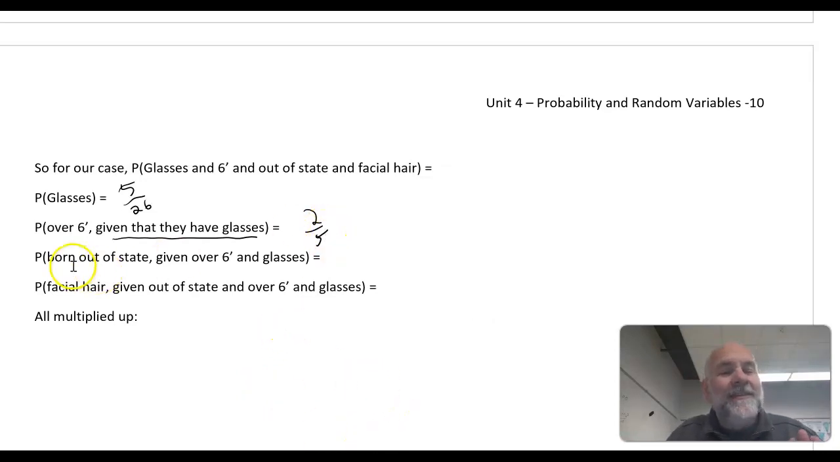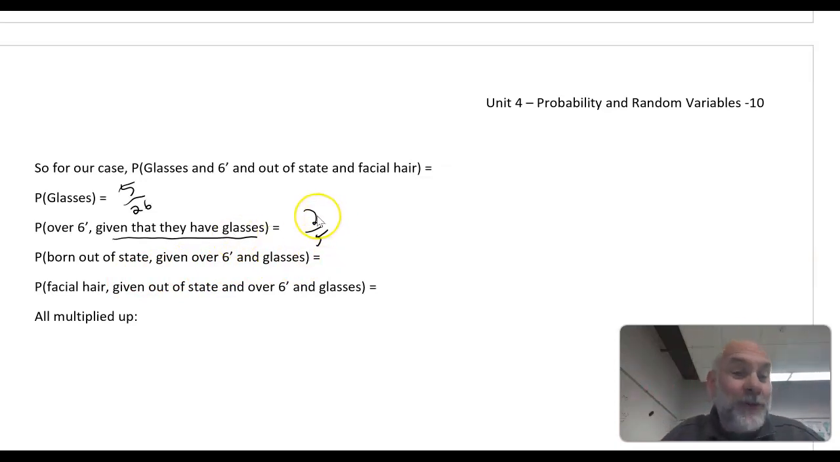And then you say, what's the probability they were born out of state? Now you know that they're over 6 feet tall, and you know they have glasses. So all the people who aren't over 6 feet tall and don't have glasses, we push them all aside, no offense. And we say, just of the people, I'm sorry, I might have said that wrong. Just the people who are 6 feet tall and have glasses, we put them together and say, what's the probability one of them was born out of state?